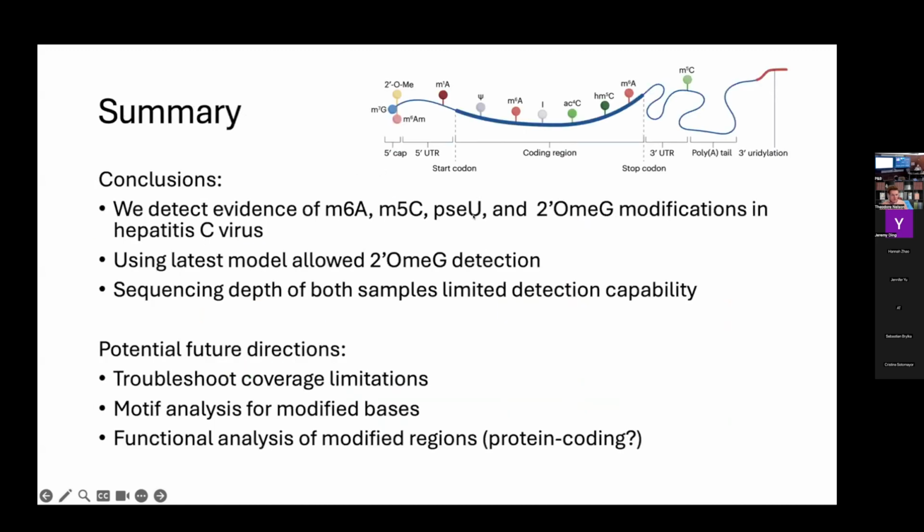So in conclusion, we were able to detect evidence of at least a couple of modifications in the total RNA sample for the hepatitis C virus, using the latest version of the Dorado base caller, which allowed for detection of these 2'O-methylguanosine modifications. But sequencing depth of both of those samples limited the detection capability. And if I had more time, I would probably start looking at where these differentially modified sites were and trying to understand if there are any biological interpretations you can make of them.